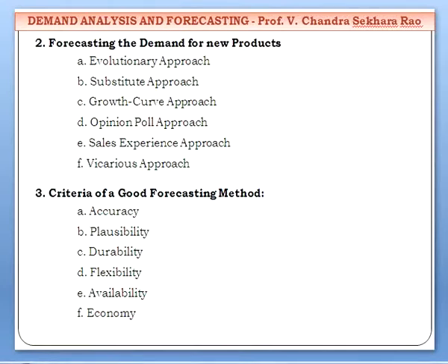So what are the techniques available for forecasting the demand for new products? For example, Joel Dean has given 6 important techniques of estimating the demand for new products. The first one is called evolutionary approach. Second one is substitute approach, growth curve approach, opinion poll approach, sales experience and vicarious approach. Let us see these approaches in detail.